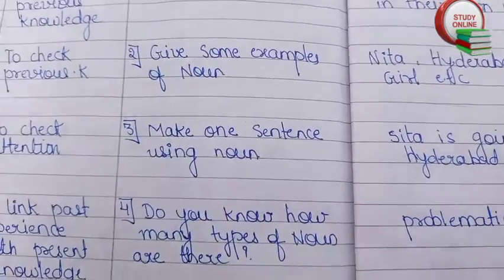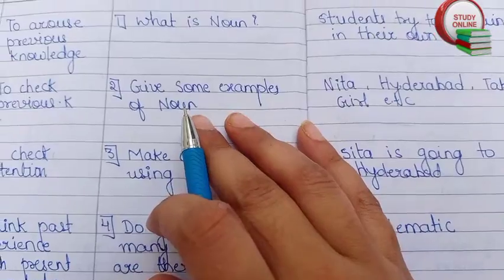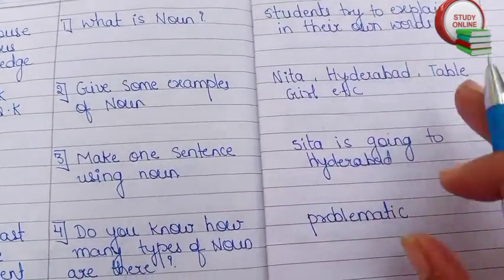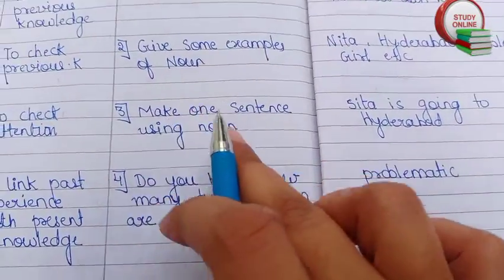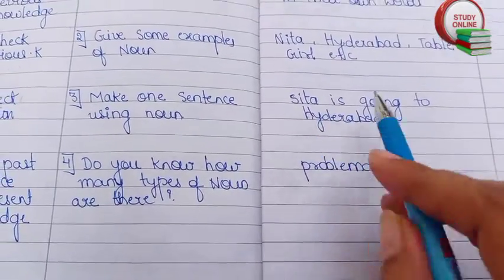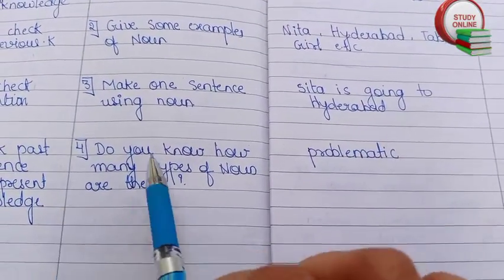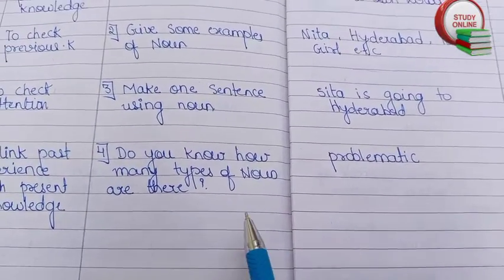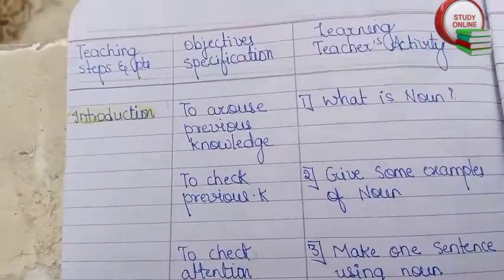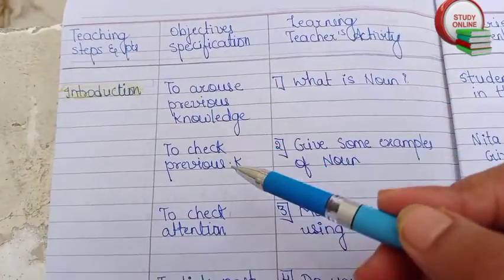After that, we have to ask them to give some examples of noun, and they will answer that. Then, make one sentence using noun, and they will try to make one sentence. Do you know how many types of noun there are? It would be problematic. Here you can see objectives and specifications.